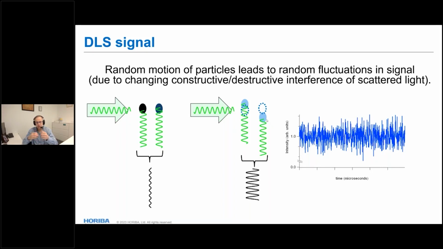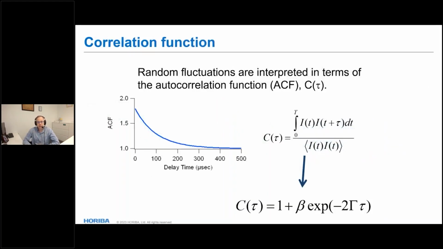So if they're randomly moving and the light is randomly going in and out of phase, I should say the sum of the scattered light is going in and out of phase, you will have random fluctuations in your scattered intensity. And so that's the root of why you see this sort of signal. Now, it's random, but it doesn't mean it's free of information. And so we're going to interpret these fluctuations in terms of what's called an autocorrelation function.